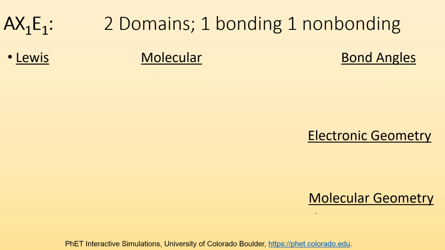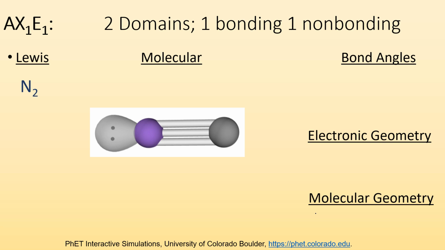So let's take a look at some examples where we have unshared pairs of electrons. AX1E1 means we have 2 domains total. There's 1 bonding and 1 non-bonding. So an example could be nitrogen, N2. So here's what the molecule looks like. I'm going to say one of those nitrogens is my central atom. I have 1 bonded atom, so here's 1 bonding domain, but I also have an unshared pair of electrons. So I have 2 domains total. Bond angles on this, 180 degrees. It's a straight line, so the electronic geometry here is linear, and the molecular geometry is also linear. So even if I ignore those unshared pairs of electrons, the bonded atoms, there's 2 of them, still make a straight line.